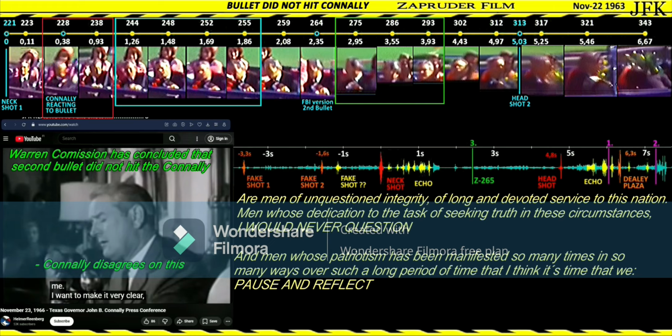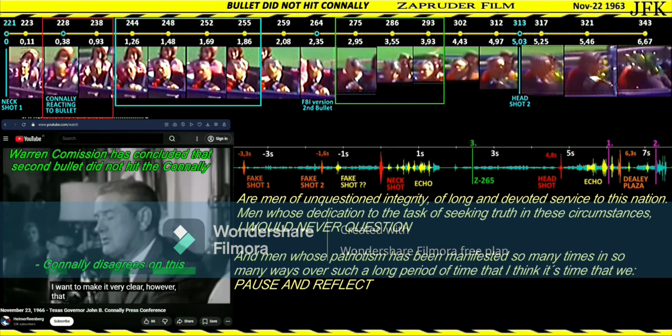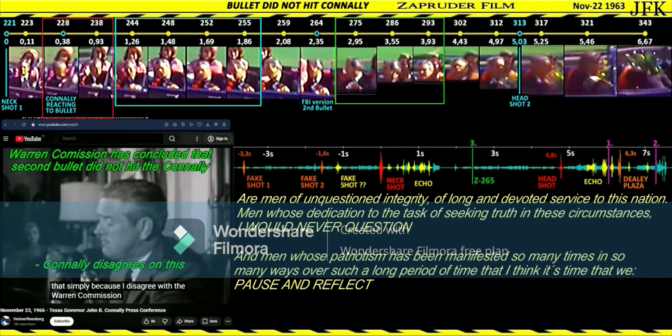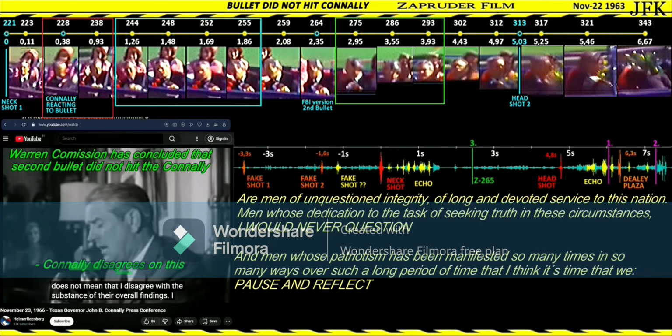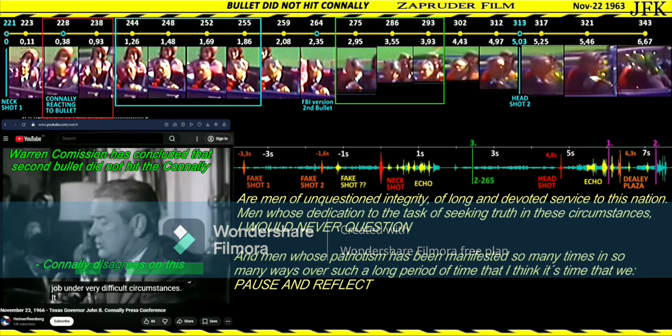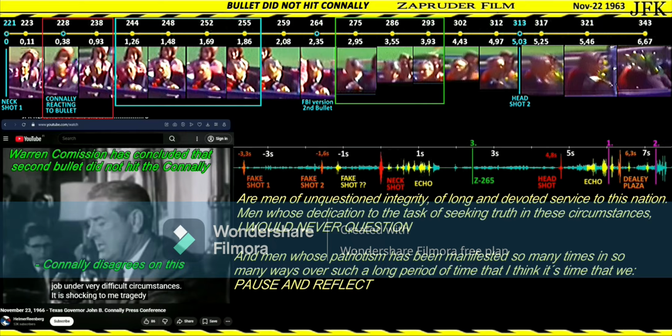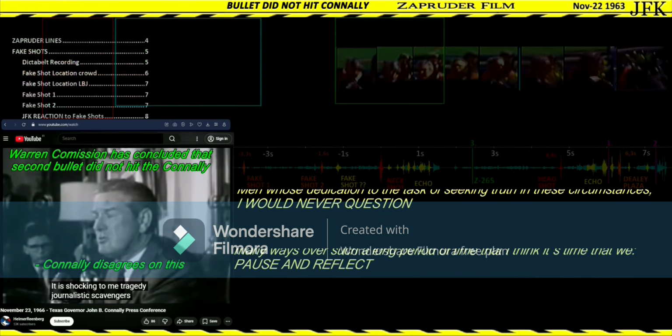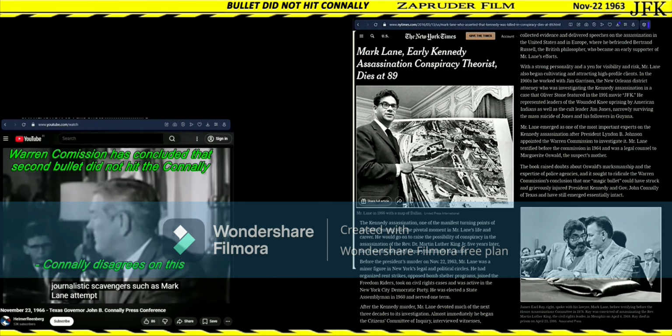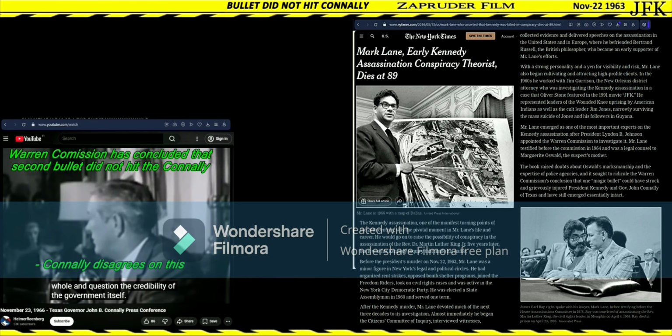I want to make it very clear, however, that simply because I disagree with the Warren Commission on this one detail does not mean that I disagree with the substance of their overall findings. I think the Commission did an outstanding job under very difficult circumstances. It is shocking to me, a tragedy, that journalistic scavengers such as Mark Lane attempt to impugn the motives of these members individually, cast doubts upon the Commission as a whole, and question the credibility of the government itself.